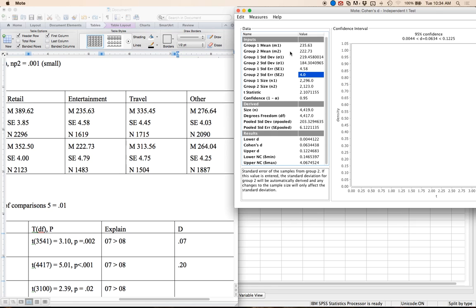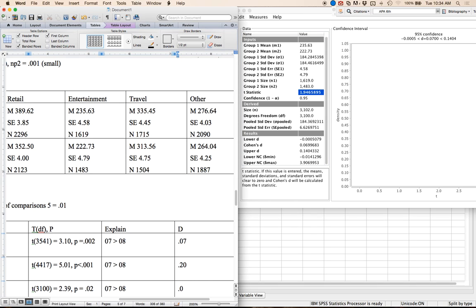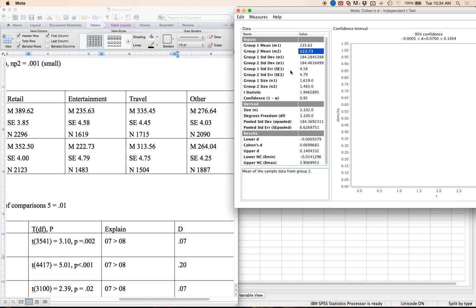4.58, 4.79, 1619. Cohen's D is 0.07 again. So these are really small effects, which shouldn't be too surprising since eta squared was 0.001. Okay. So your D's will tend to match whatever your eta was. Like size-wise, not number-wise, because they're on different scales.